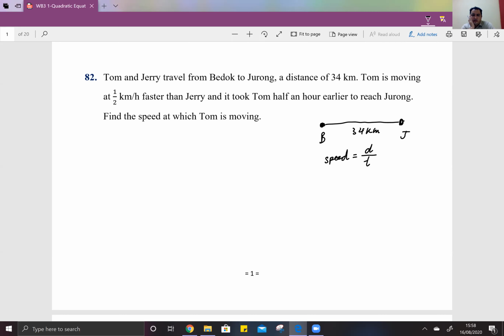Yeah, Tom is moving faster than Jerry. Okay, if you just write on the left-hand side, let's say T, and next to T, let's say J, and let's write their speeds, right? Let's say T and J. And in the question, it says find the speed at which Tom is moving. Then we need to use x for Tom's speed. Let's say Tom's speed is x kilometers per hour.